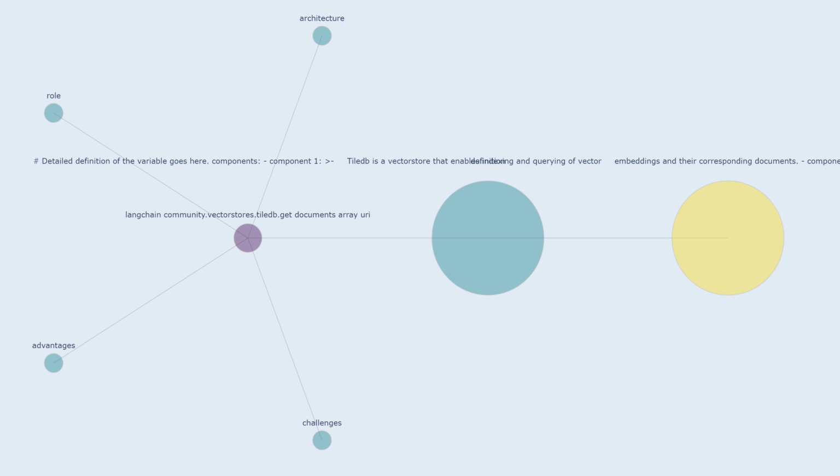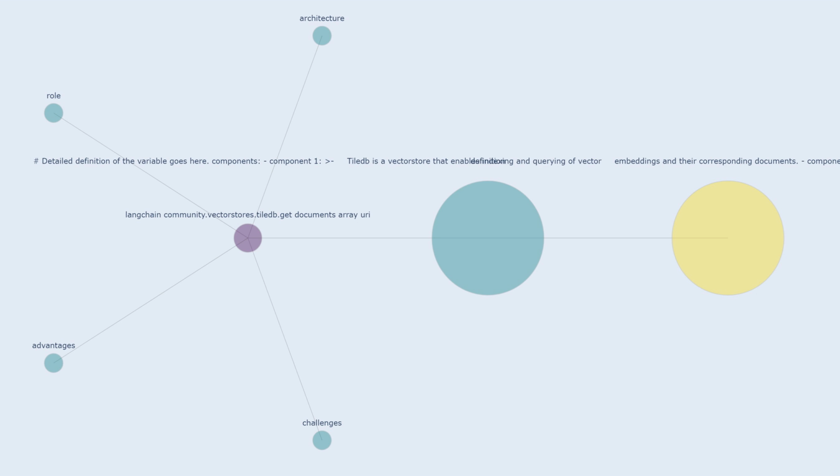Components. Component 1. TileDB is a vector store that enables indexing and querying of vector embeddings and their corresponding documents. This means that you can store and search for data based on its vector representation, which allows you to perform similarity search for documents that are close in meaning. TileDB arrays can be used to store various kinds of data, such as embeddings, documents, images, and audio.